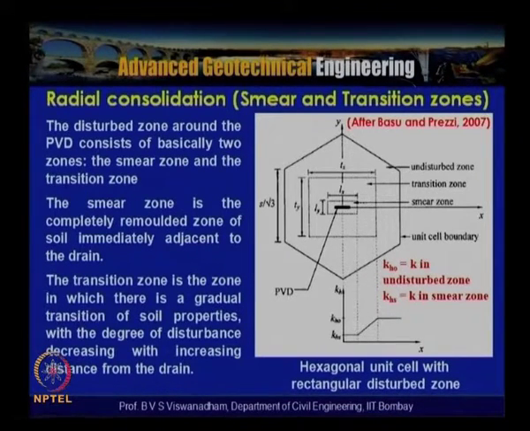The transition zone is the zone in which there is a gradual transition of soil properties, with the degree of disturbance decreasing with increasing distance from the drain. So as we go away from the drain, the soil properties gradually change. So this is the hexagonal unit cell with the rectangular distributed zone. This slide depicts recent research where the smear and the transition zones are documented.